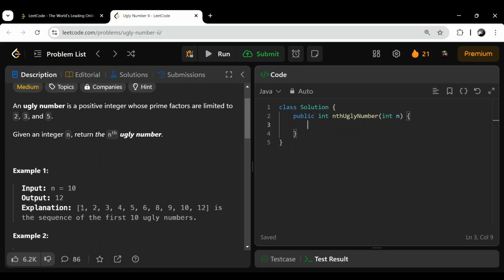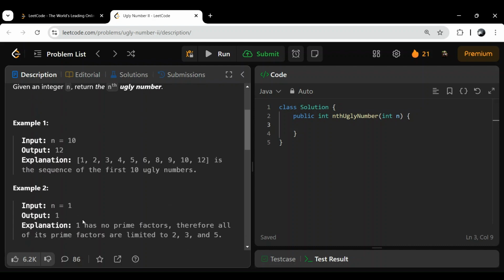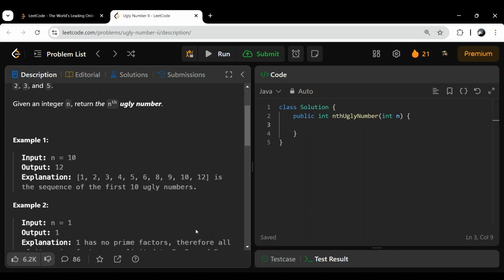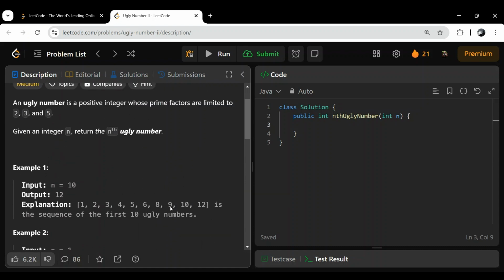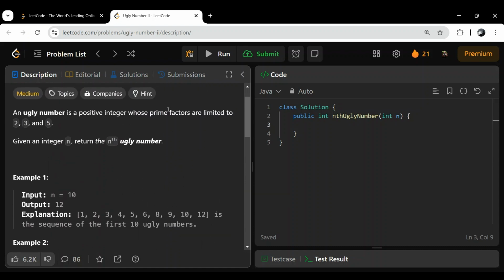So if we start from 1, then 2. Here it is written whose prime factors are limited to 2, 3 and 5. So for 1, you can see in this example the explanation is given that 1 has no prime factors, therefore all of its prime factors are limited to 2, 3 and 5. So we can consider it as limited to these numbers, the prime factors.